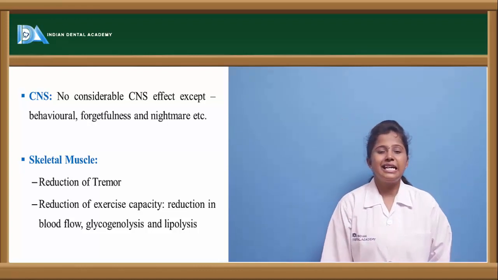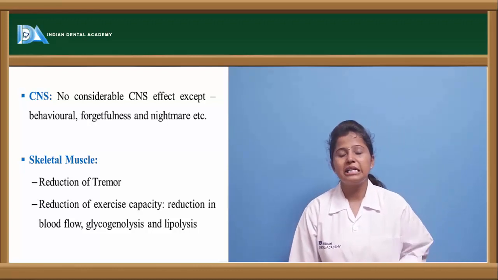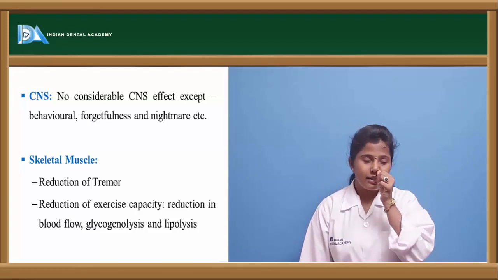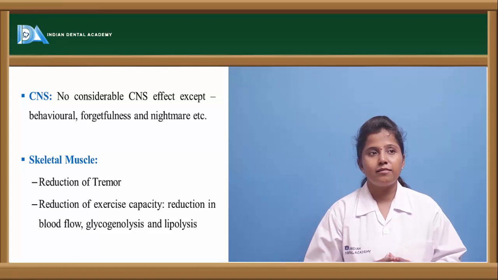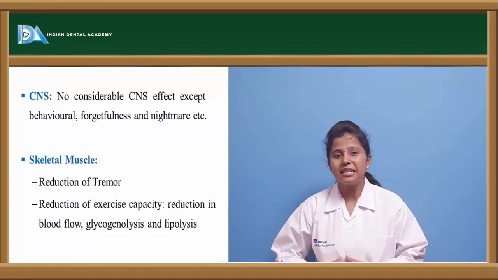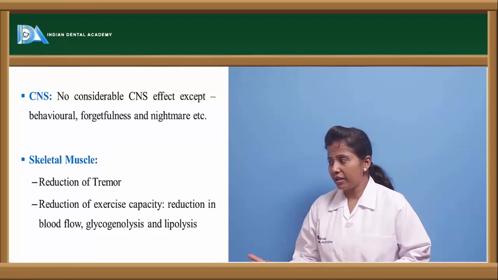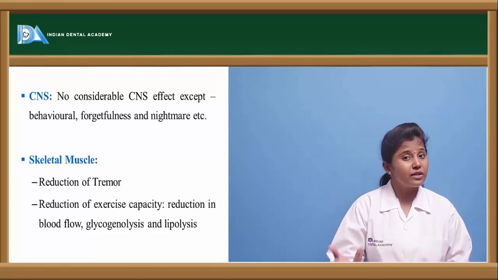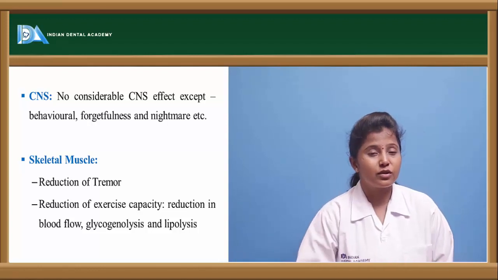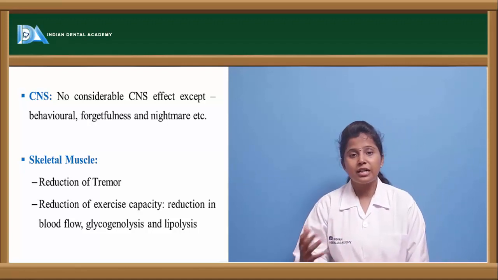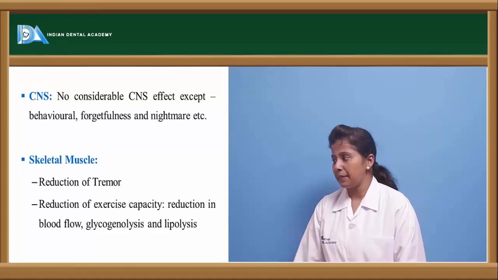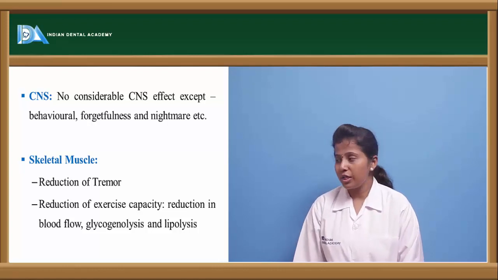And if we see the skeletal muscle, there will be a decrease in tremor. The skeletal muscle development can be altered. The contraction of the skeletal muscle can be reduced. So this is the appropriate word we can use: the contraction and relaxation of the skeletal muscle can be altered, or we can say reduced.